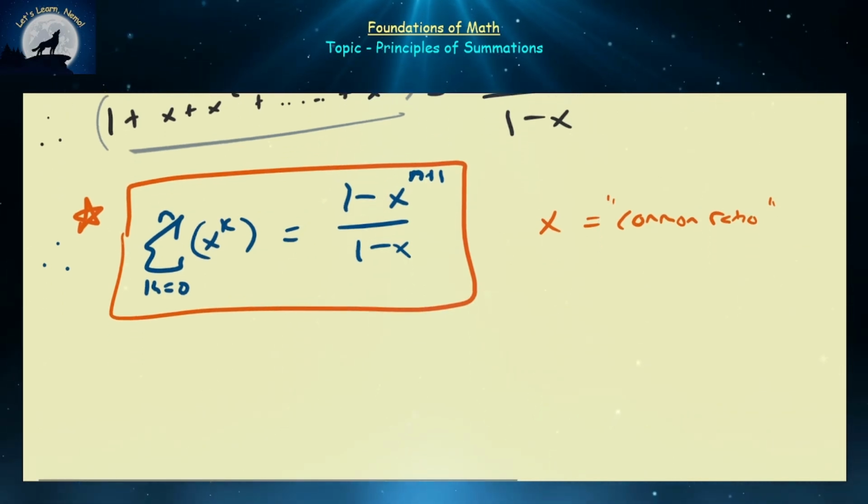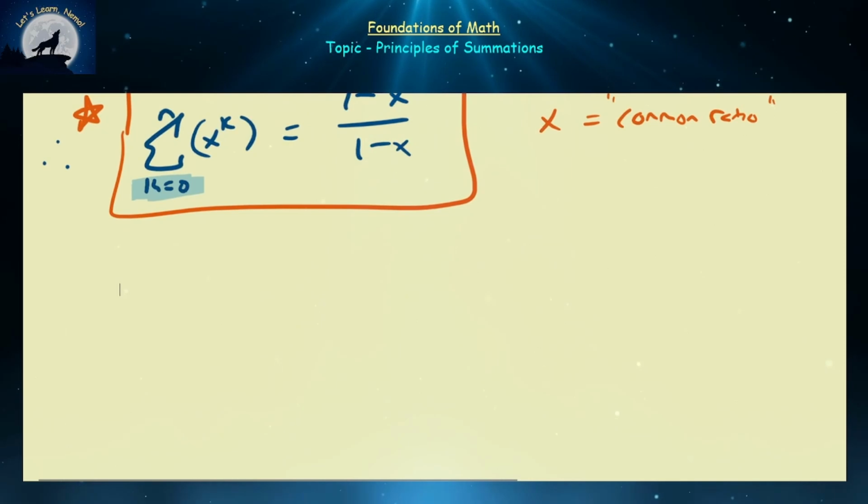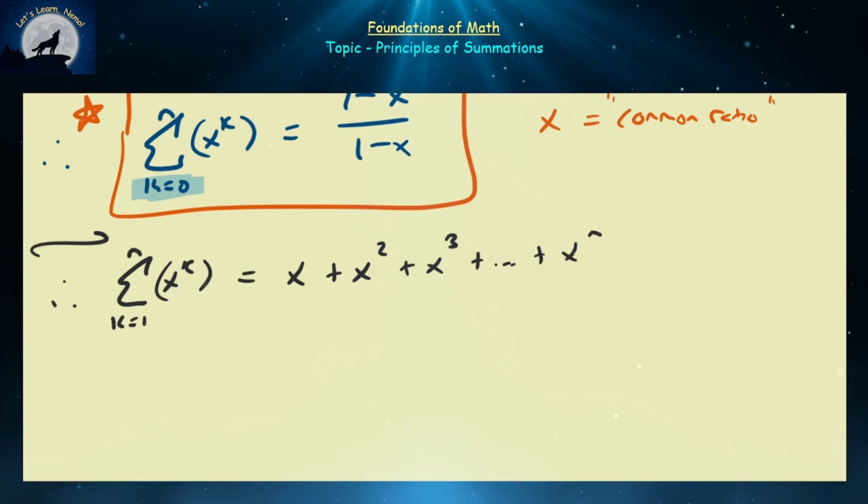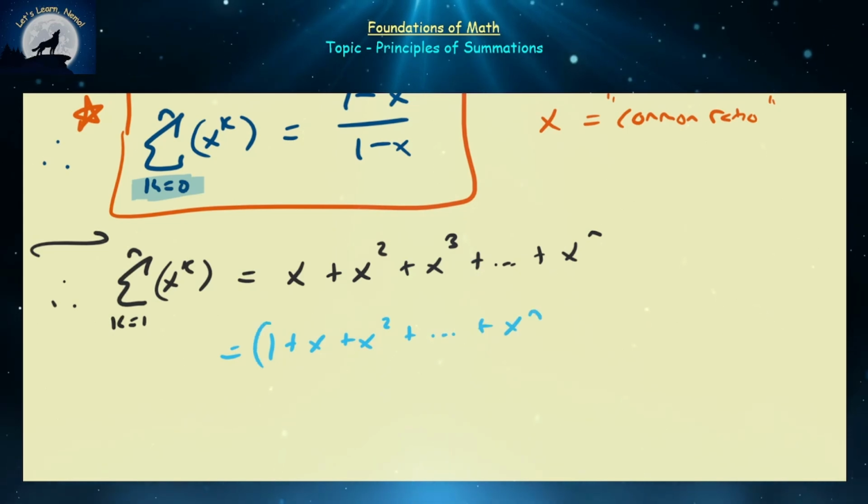Now it's very important because some people will vary this just a tad bit, and that's the lower bound of this expression, which is 0. Some people will start a geometric series at 1 instead. So what would that exactly look like? If you were to start at 1, so k equals 1 to n of x to the power of k, this would start at x to the power of 1, and then x to the power of 2, and then x to the power of 3, all the way down to x to the power of n. And this is the same thing as 1 plus x plus x squared all the way down to x to the power of n, except that 1 is removed.